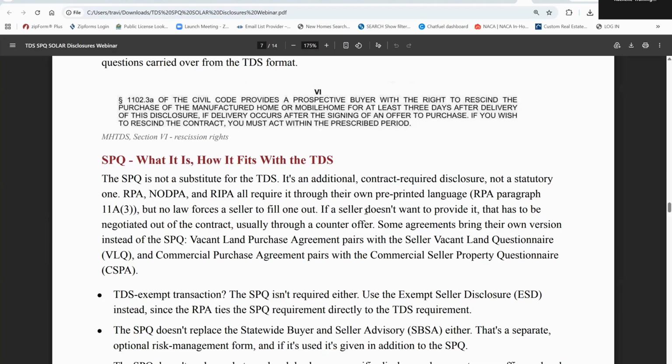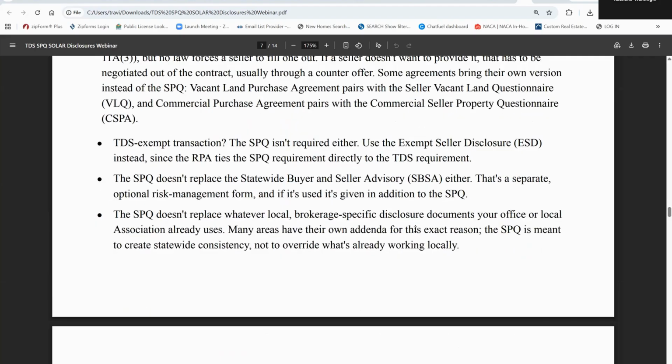If the seller doesn't provide it, the seller would be in breach of that provision of the contract, because it is in the contract as a contractual requirement. So it does need to be provided. And again, we don't want to put our sellers in any kind of bad position here. TDS exempt transaction, this SPQ isn't required either. Use the exempt seller disclosure form, ESD, instead. Since the RPA ties the SPQ requirement directly to the TDS requirement. So basically it says anytime a TDS is required, the SPQ is also required.